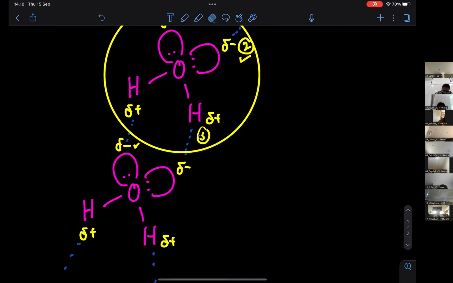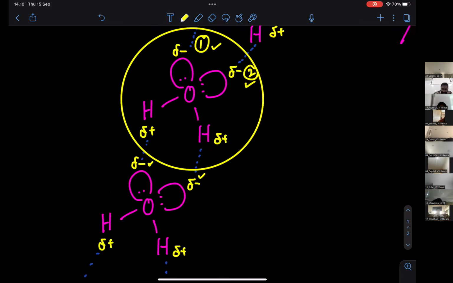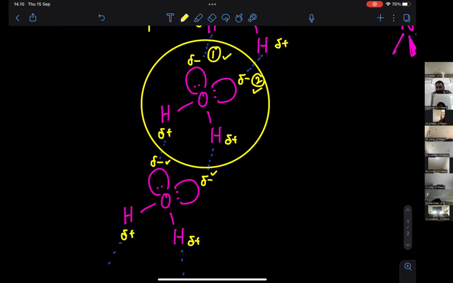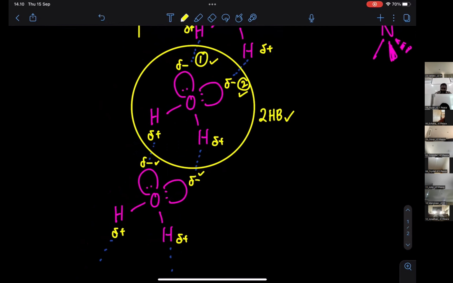This hydrogen bonding over here does not belong to this molecule. It belongs to this molecule. It means that water can, on average, form a total of 2 hydrogen bonds per molecule. This is very important. Now, let's have a look at a similar example.